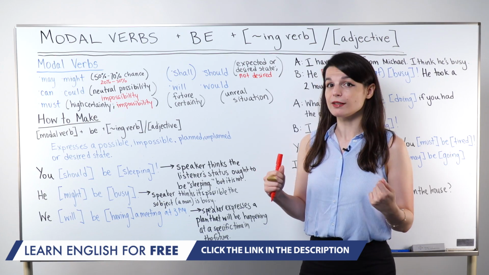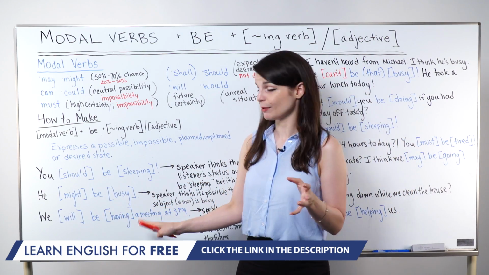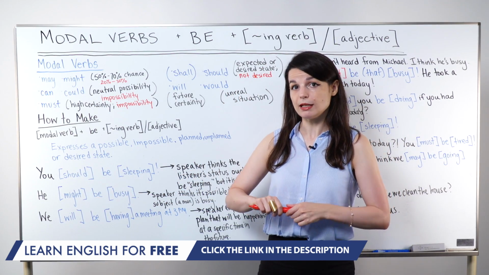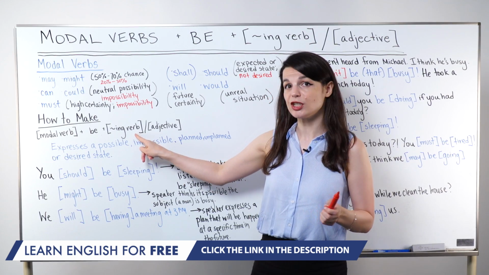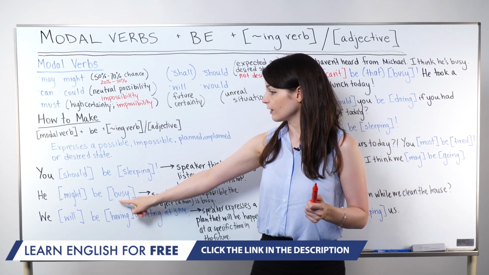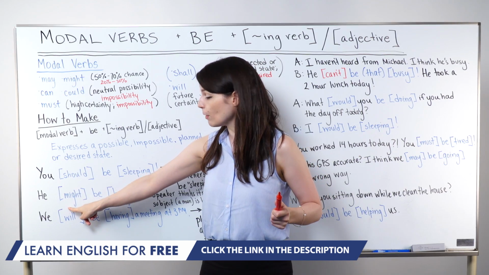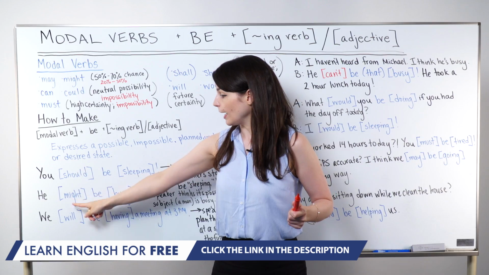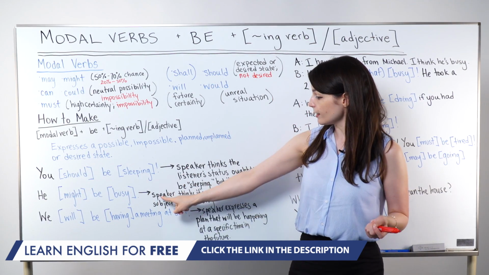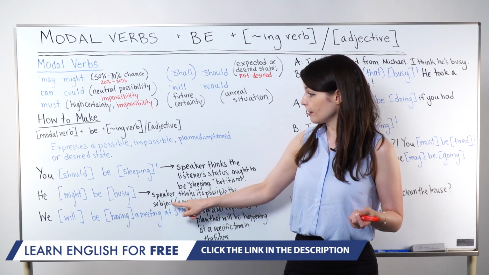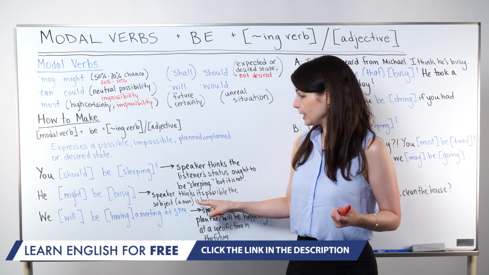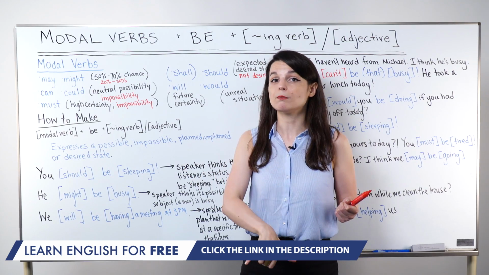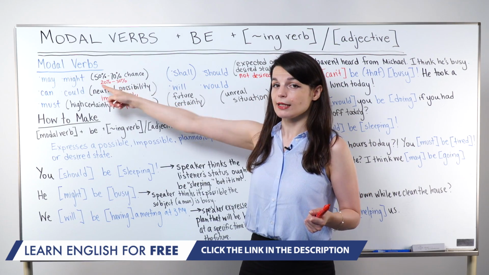So let's compare this then to a sentence with a different modal verb and an adjective. He might be busy. So here, instead of an ing verb, I'm using an adjective. He might be busy. My modal verb is might. So might expresses a moderate chance of something. I have it in the positive, so this expresses the speaker thinks it's possible the subject, a man, he, is busy. So I call someone, he doesn't answer the phone, he might be busy. So there's a moderate chance he is busy.